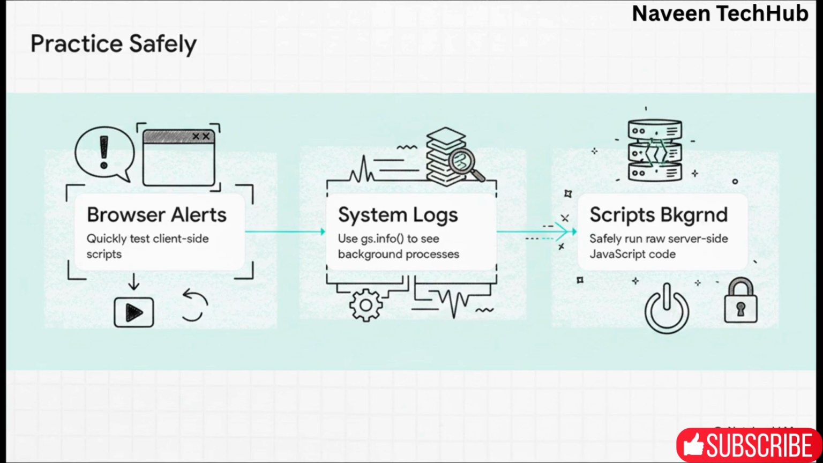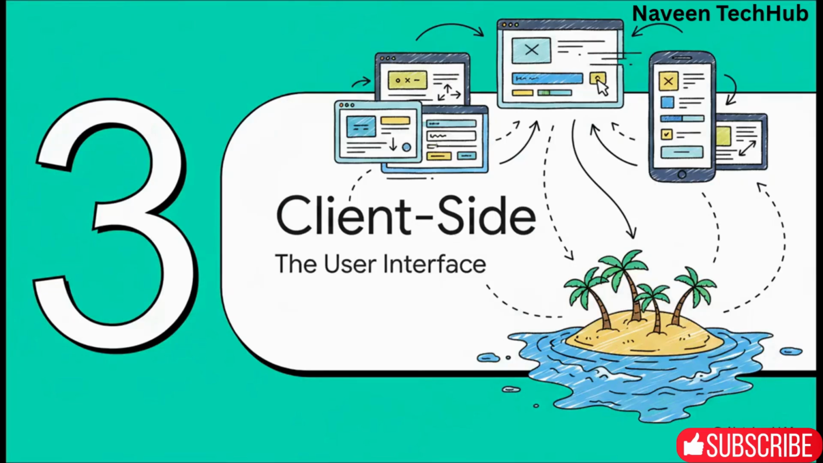Second, system logs. You can use methods like gs.info or jslog to generate records and peek behind the curtain to see what your code is actually doing. And third, scripts background. This is an incredibly powerful little module where you can safely run raw server-side JavaScript just to test generic code. All right, next up is Section 3, client-side, the user interface.